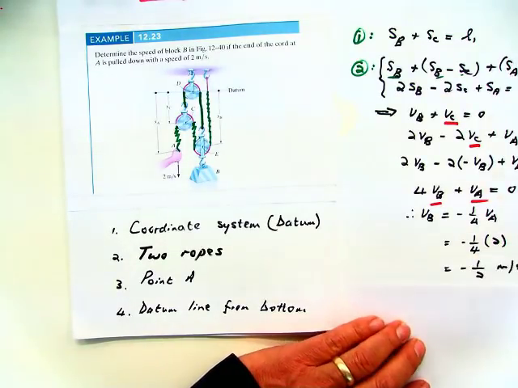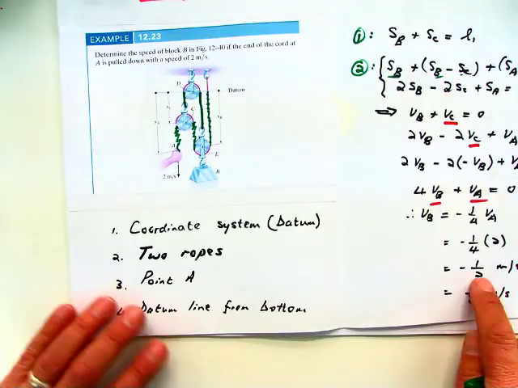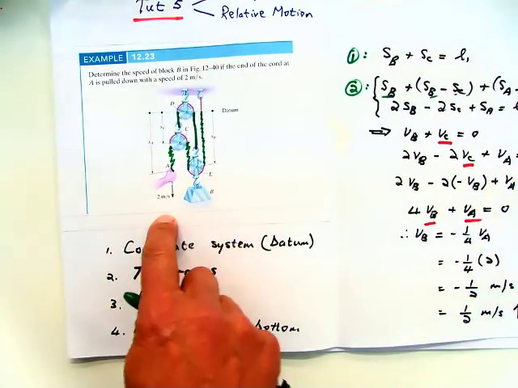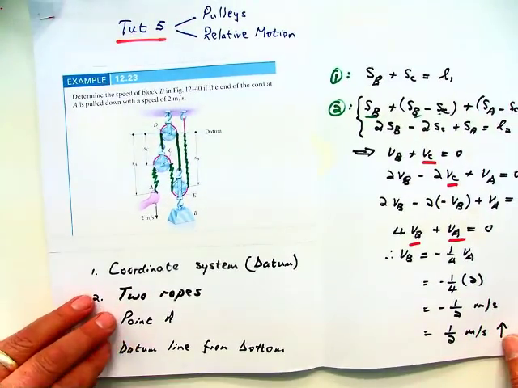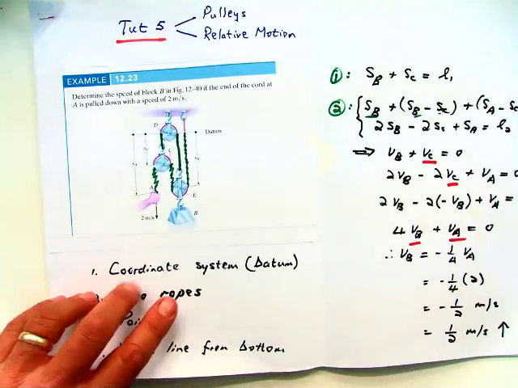So VB will of course be a negative velocity. If that one's going down, that one should go up. So it's minus, or half, or you can write it like that. Okay, so that's the basic theory for any pulley motion, and you're going to get some of those.